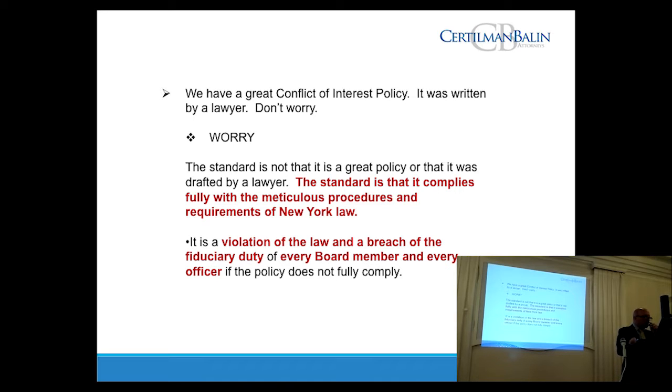Another potential mistake that nonprofits make: we've got a great conflict of interest policy. It was written by a lawyer. Don't worry about it. We're good. We're covered. The standard is not that it's a great policy or that it was written by a lawyer. The standard is that it complies fully with the meticulous procedures and requirements that are now mandated by New York law. And remember, it's a violation of the law and a breach of the fiduciary duty of every board member and every officer if the policy doesn't comply. So even if I'm on a board and there's no conflict involving me, it's still a breach of duty for me personally and exposes me to liability if our conflict of interest policy doesn't comply with the law.